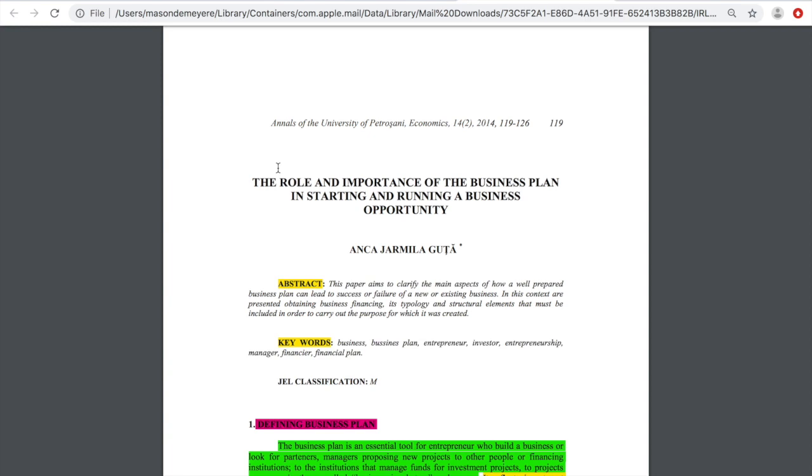In this video, we're going to get into my particular way of annotating, especially when using an online platform. Basically, I just highlight and use notes mostly. The article we have here is the role and importance of the business plan in starting and running a business opportunity. Right out of the gate, the title is a very important part of the paper. It explains what's going to be in the paper.